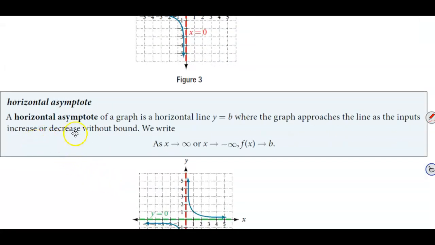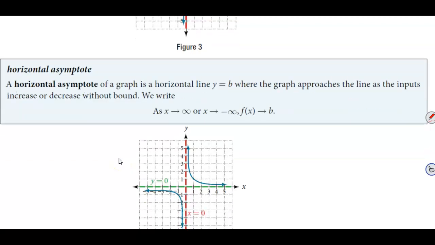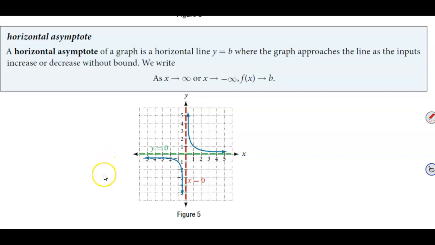Next, we have a horizontal asymptote. A horizontal asymptote of a graph is a horizontal line y equals b, where the graph approaches the line as the inputs increase or decrease without bound. And we write, as x approaches infinity, or as x approaches negative infinity, the output approaches the value of b. So if we look at this graph here, we can see that the green dotted line represents the horizontal asymptote, which is y equals 0.